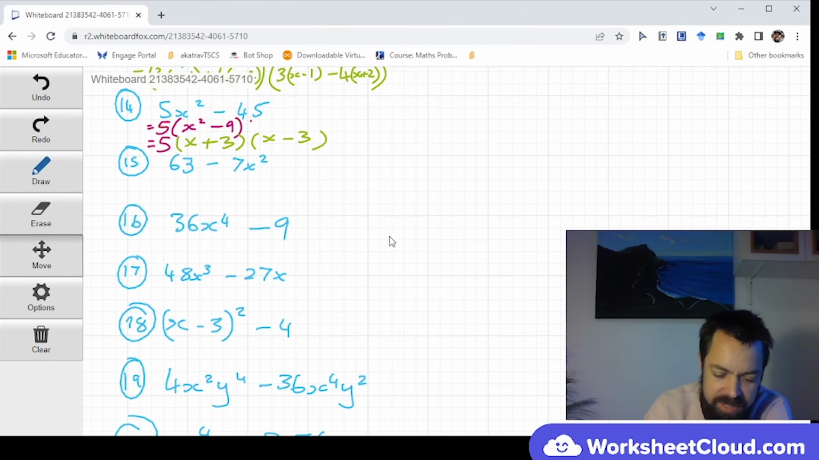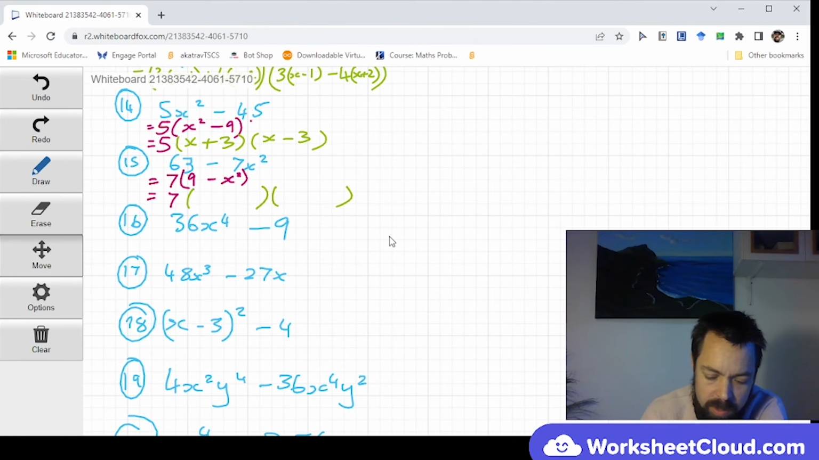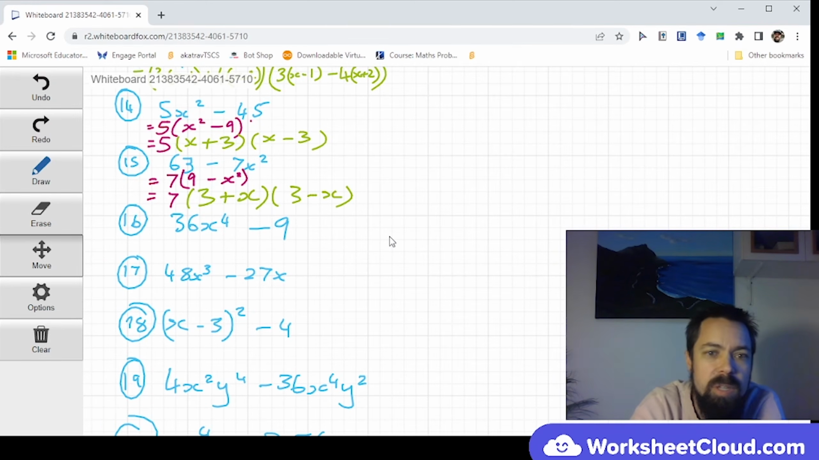Okay, 15. 63 is not a square number, and neither is 7, but I do notice that 7 goes into 63. Let's see if we can take out a common factor of 7. Let's see what we're left with. Well, 7 goes into 63 9 times. And we're left with the x squared over there. Aha, yep, that looks good. Both squareds. 7, open bracket, close bracket, plus minus, 3 and 3, x and x. And we move on to number 16.